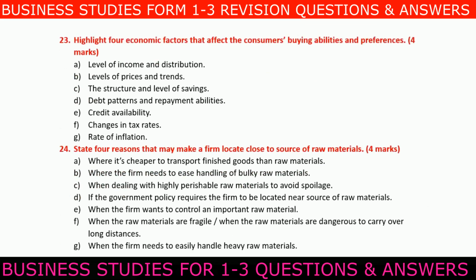Question number 23. Highlight 4 economic factors that affect the consumer buying abilities and preferences. So level of income and distribution. Number 2, level of prices and trends. Next, the structure and level of saving. Next, debt pattern and repayment abilities. Next, credit availability. Next, changes in tax rates. Next, rate of inflation.